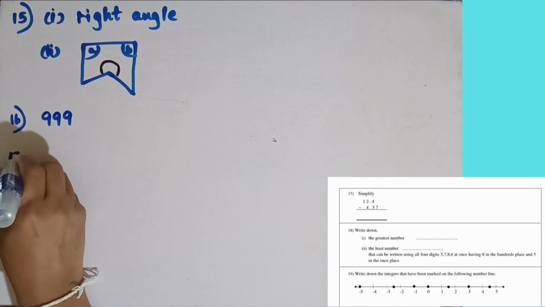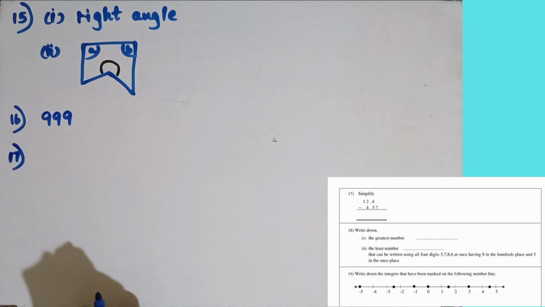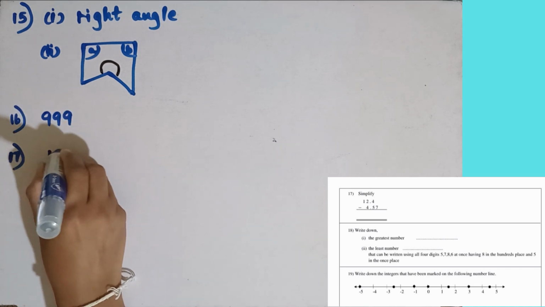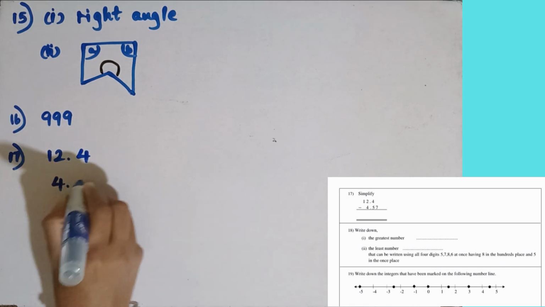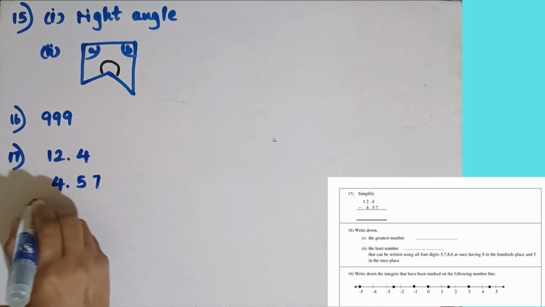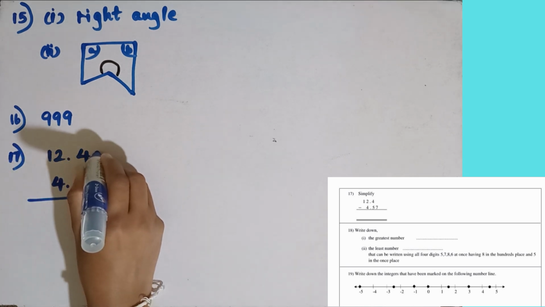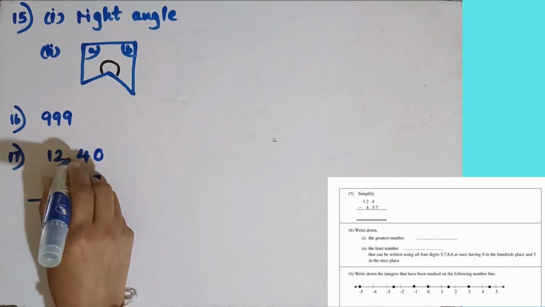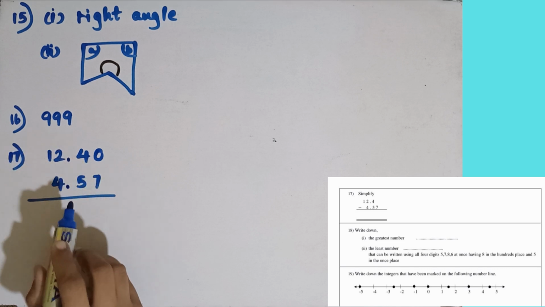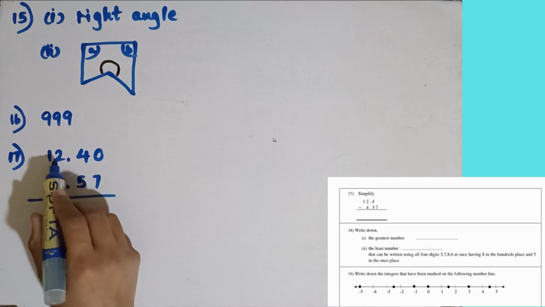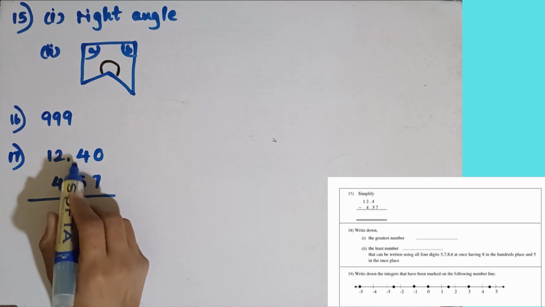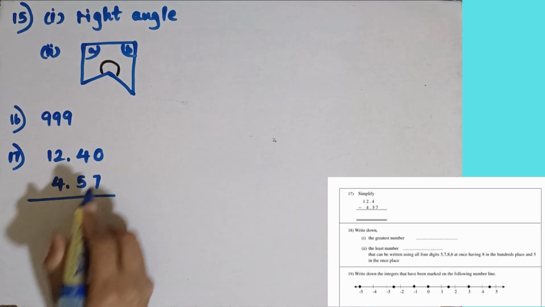Question number 17. We are given to simplify this. 12.4 minus 4.57. I'll put a 0 here. When subtracting or adding decimal numbers, we have to write the decimal places one below the other, like this.